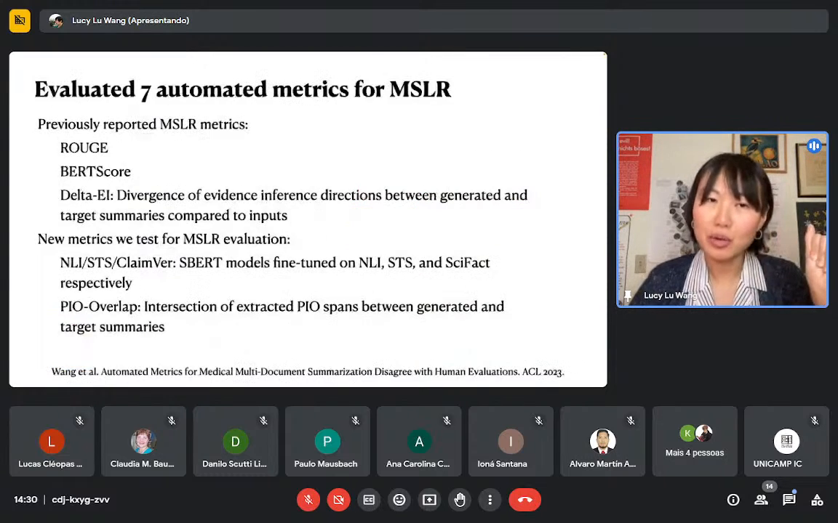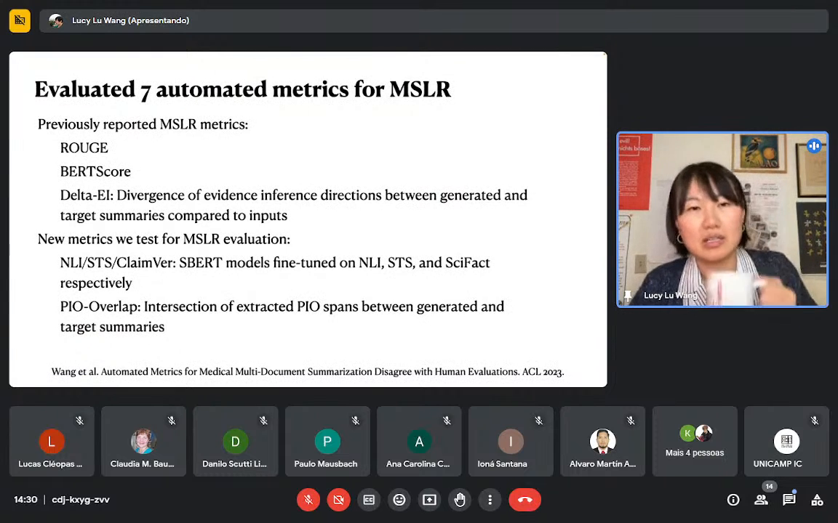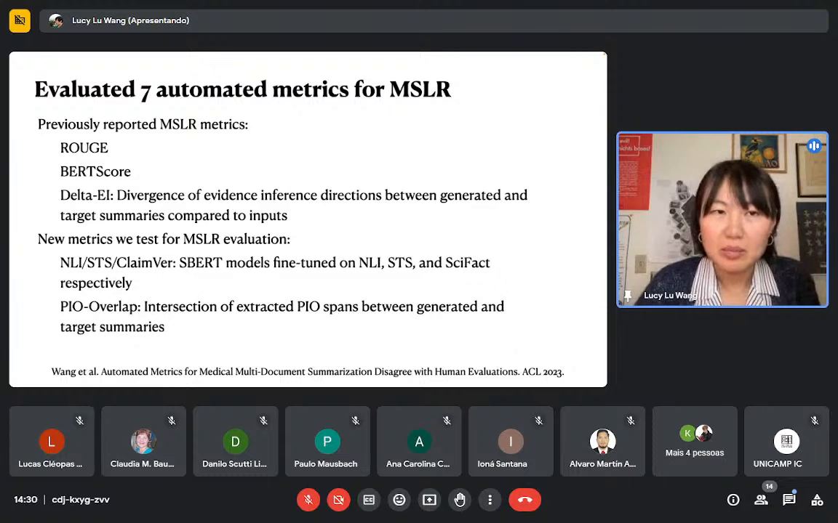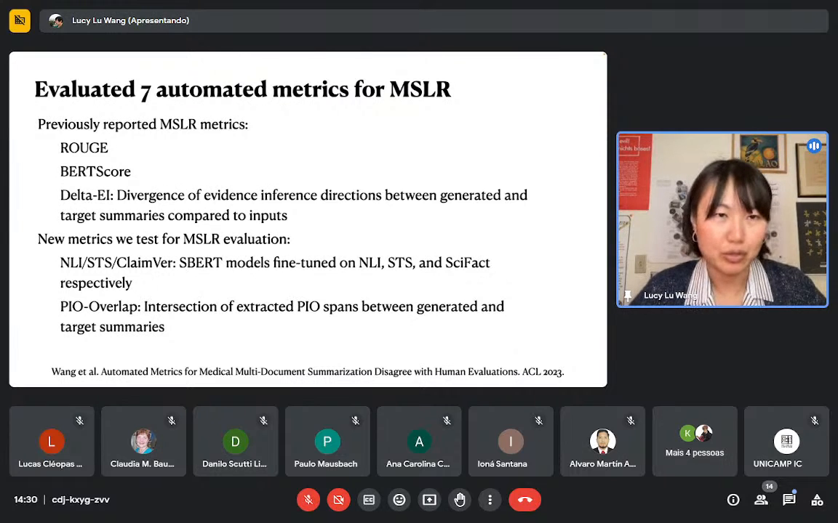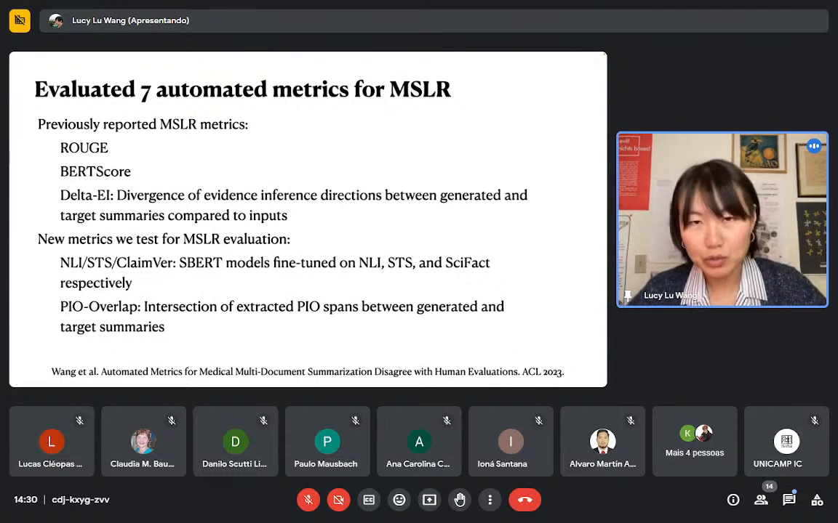So in some follow-up work that was published earlier this year at ACL, I led a team evaluating 7 of the automated metrics that existed or that we introduced for this task of MSLR, which is multi-document summarization for literature reviews. We evaluated metrics like Rouge and BERT score, which, for those who work on text generation and summarization, are very commonly reported metrics for summarization.